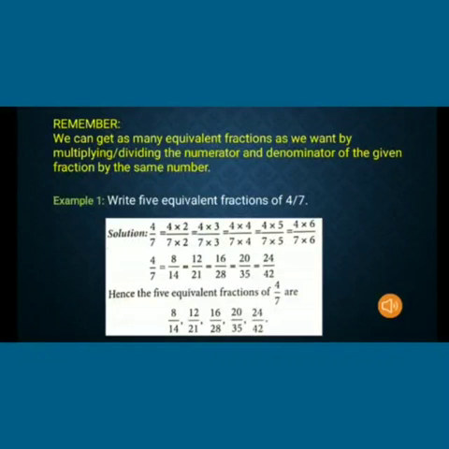Dear students, now let's see how to write 5 equivalent fractions of a given fraction. As you can see in the example, 4 upon 7. To find the equivalent fractions of this given fraction, we multiply the numerator and denominator by the same number. As you can see, first we multiply with 2, then 3, 4, 5 and 6, and we get the equivalent fractions as 8 upon 14, 12 upon 21, 16 upon 28, 20 upon 35 and 24 upon 42. Students, you should remember that we can get as many equivalent fractions as we want by multiplying or dividing the numerator and denominator of the given fraction by the same number.